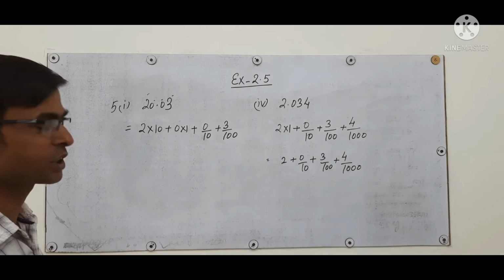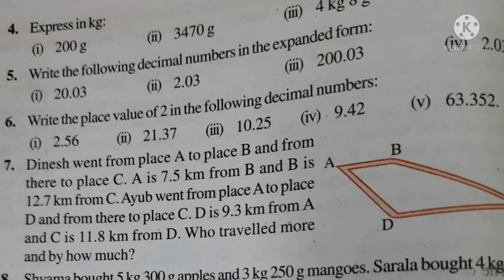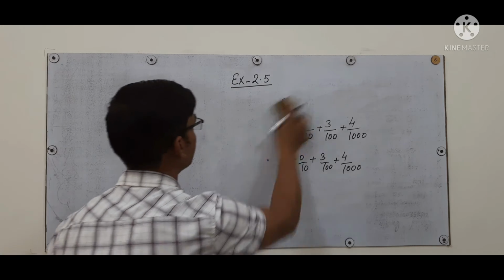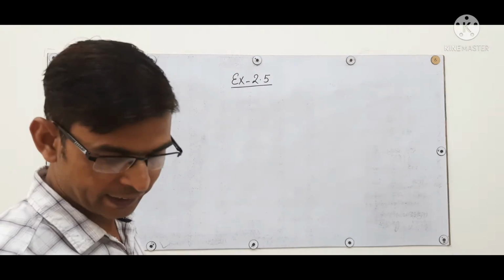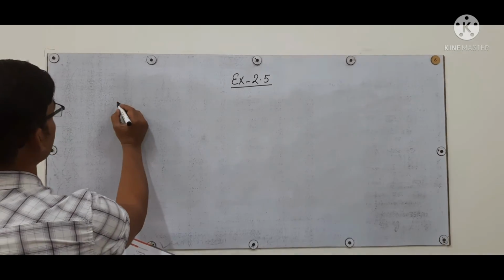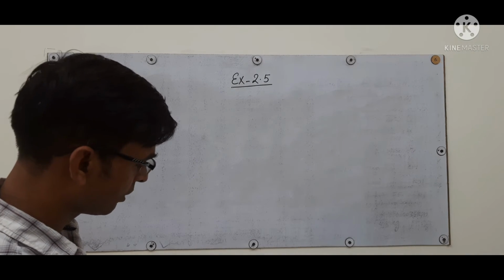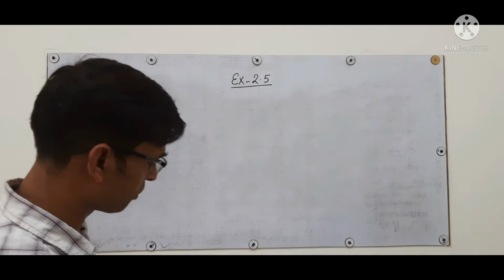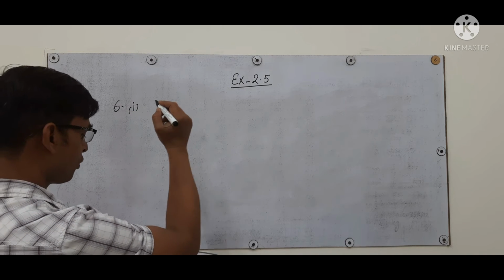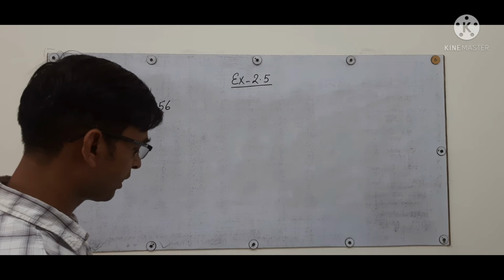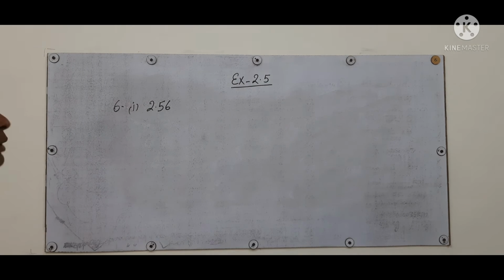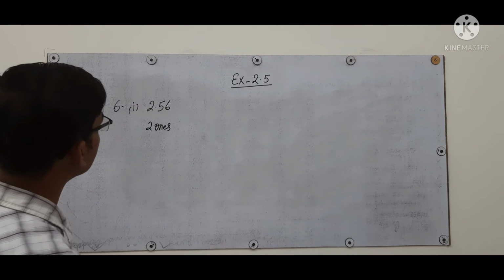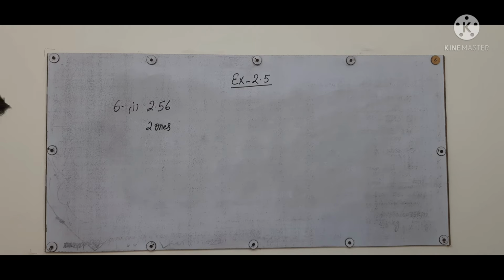Okay, now we will proceed to solve question number 6. And question number 6 is also on your screen, and you can just read from here. Write the place value of 2 in the following decimal numbers. So we have to just find the place value of 2 in it. And we have also learned in previous classes what are place value and face value. Okay, so here we have to just find place value and not face value. So question number 6 part first, 2.56 number is given, and we have to just find place value of 2. So what will be place value of 2? Yes, place value of 2 will be 2 ones, because 2 is at ones place.